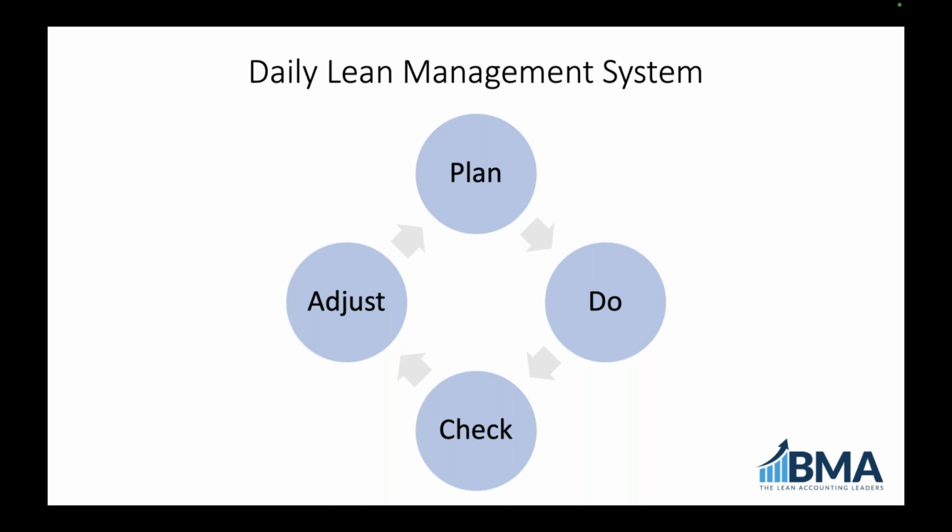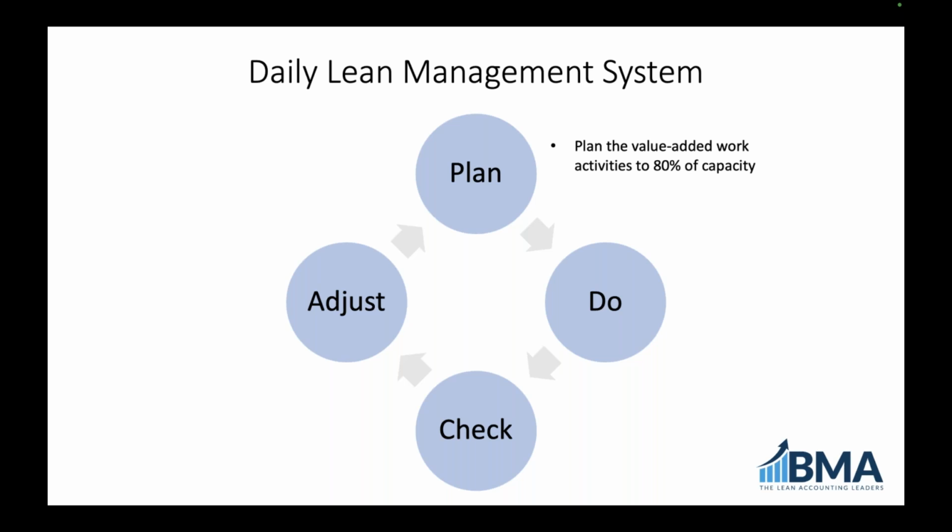So a daily lean management system is based on PDCA. And like I said, I'm going to be talking a lot about PDCA. So the first step is the plan step. So what is the work plan? What work needs to be completed today? And really what you're doing there is setting the standard for the day.